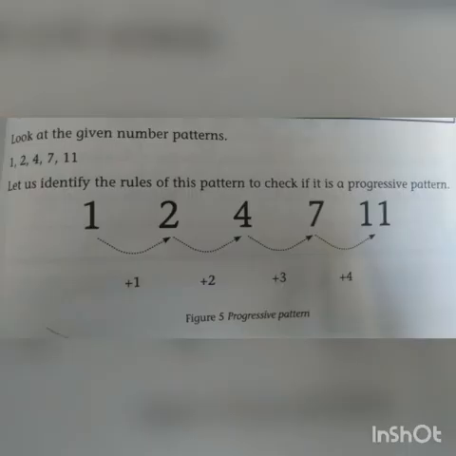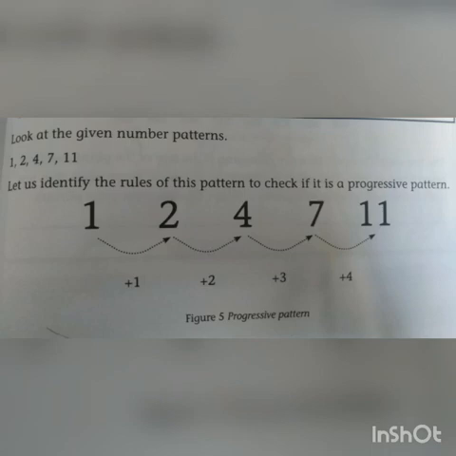Look at the given number pattern 1, 2, 4, 7, 11. Let us identify the rules of this pattern to check if it is a progressive pattern. The number starts from 1 and increases to 2. How much does it increase? It increases by 1. So we get 1 plus 1 makes 2. From 2, again it changes to 4. So it increases by 2 in the second step. 2 plus 2 makes 4.